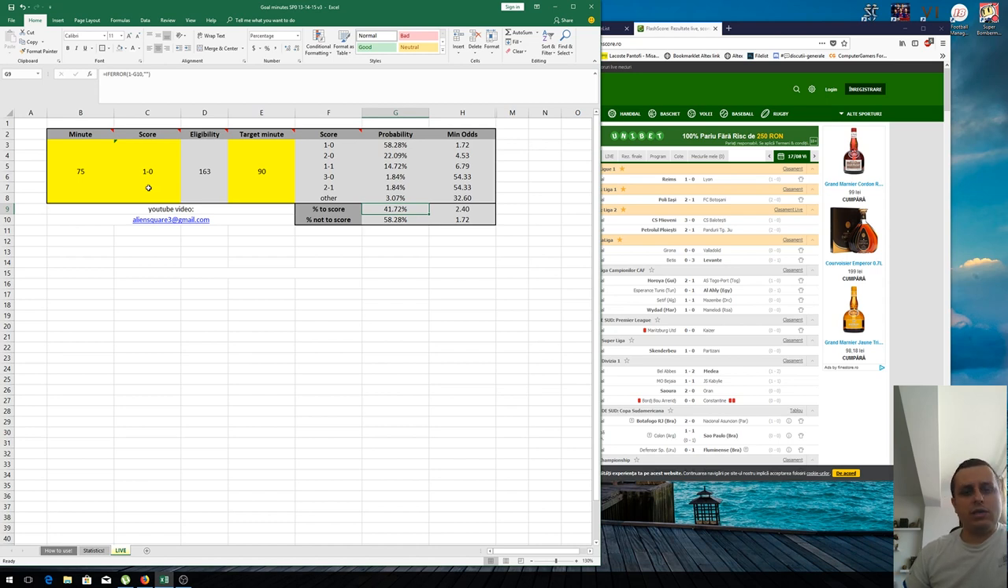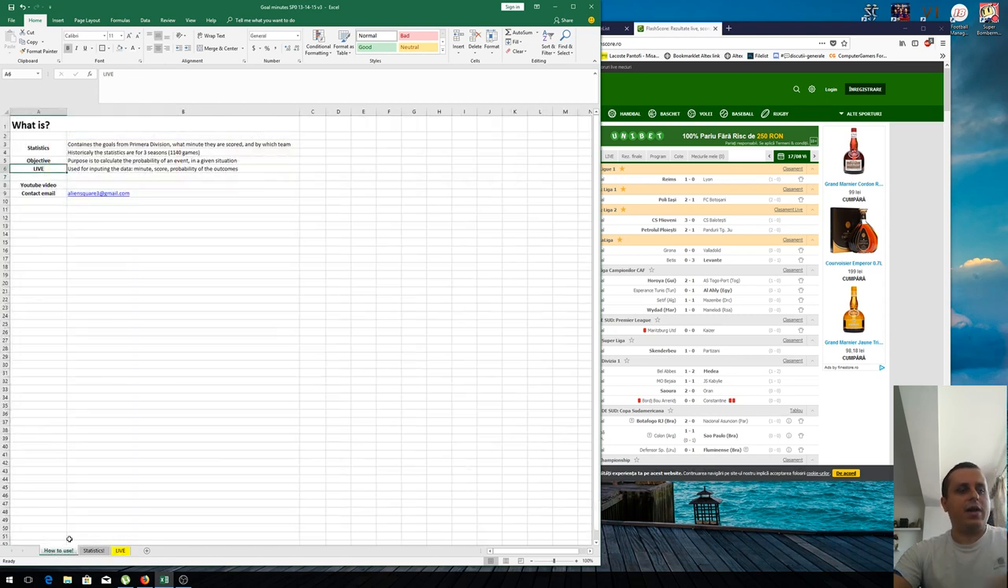I explained this is how the file works. I will give a bit of understanding of how it calculates, how it gives you these numbers. So for that I need to go to the other two sheets in the file. This is how to use it. It's a short introduction of the file, of the strategy and how you can use it.